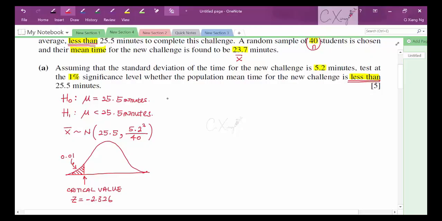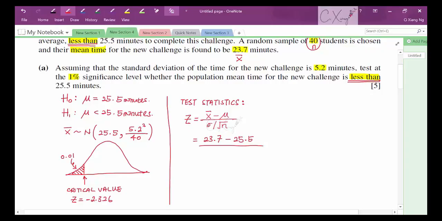Next, I'm going to calculate the test statistic. For this distribution, we are going to use a sampling distribution. Therefore, the formula will be x̄ minus the mean, divided by the standard deviation over the square root of n. So what is the sample mean that we have? 23.7. What is the population mean? 25.5. What is the standard deviation for the population? It will be 5.2. And what is the square root of n? It will be the square root of 40. So from here, if I calculate the test statistic, I will get negative 2.189.